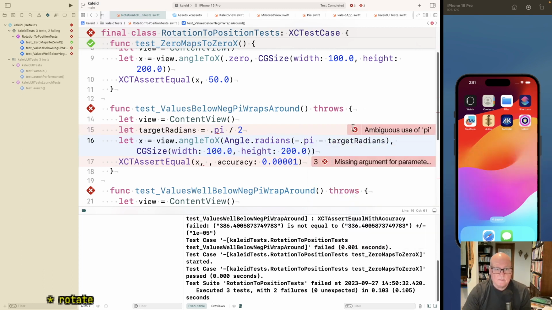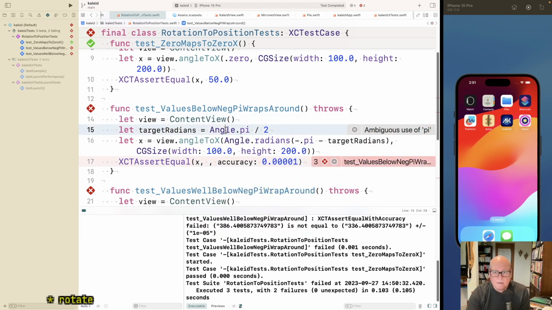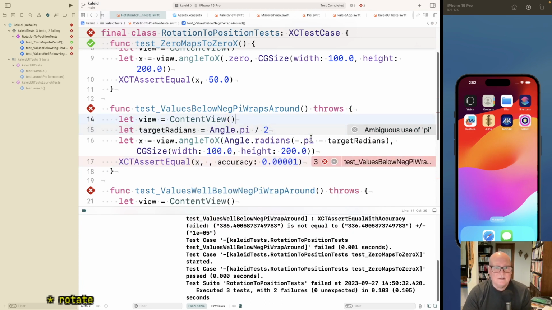Okay. Really? Why are you angle pi? I don't think it's ambiguous. Why? Well, I don't know. I think angle has pi. I thought it was just a global constant. All right. Angle has no member pi. Well, what is?